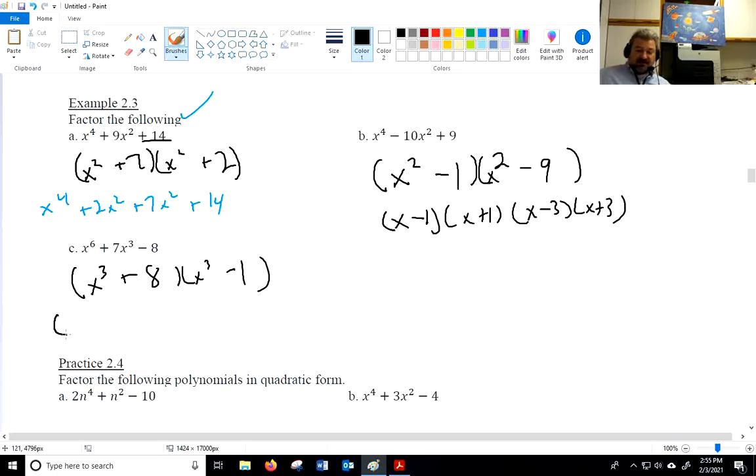X cubed plus 8 is a sum of 2 cubes. So this is x plus 2 times x squared minus 2x plus 4. And then this is x minus 1 times x squared, multiply the 2 together and change the sign. Sorry, x times negative x, then change the sign to a positive x, and then square the last term. And that's it.